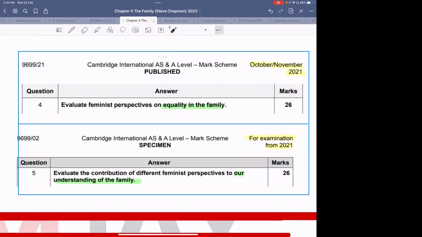Now, for this particular topic, there's a lot of detail. There are a lot of details in this book. But then again, to know stuff is good. Read it at home, enjoy it. There's so much that you get to know about feminism. But alongside that, eventually we need to prepare ourselves for a 26-mark question.